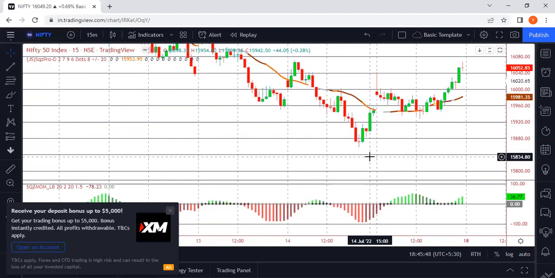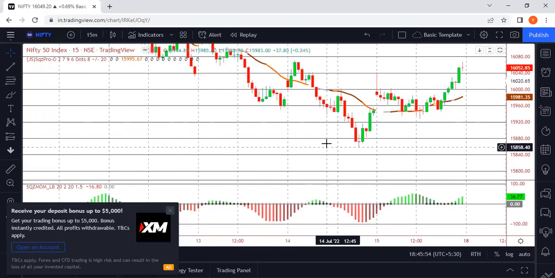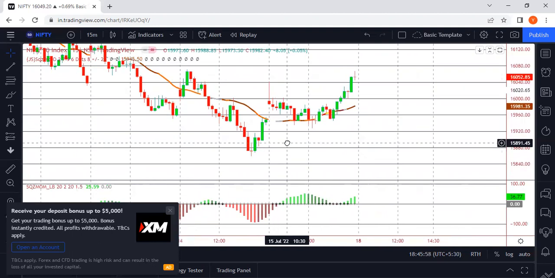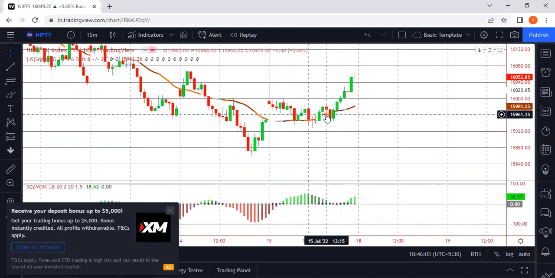40 rupees in 15 minutes. 10 lots, 20,000 rupees in 15 minutes. Is it bad? No, it's not bad. Now what I need to tell you is that I would only initiate this trade when I'm getting a substantial gap between the BBML line and my candlesticks.